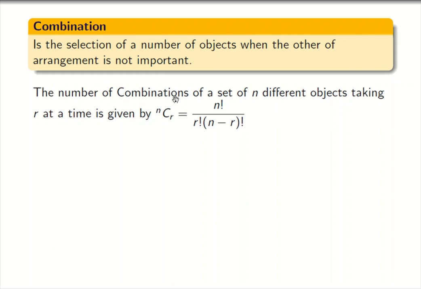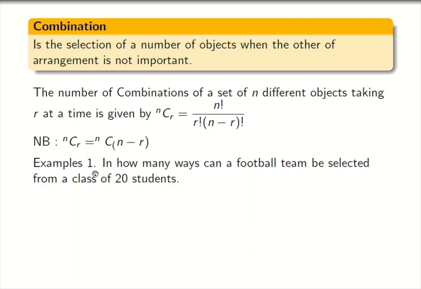So let's start. The number of combinations of a set of n different objects taken R at a time is given by n combination R. And this formula is expressed as n factorial over R factorial into n minus R all factorial. Okay. But note this, that n combination R is the same as n combination n minus R. Okay, they are the same. I'll prove this in our next videos, not in this video. So examples are, one, in how many ways can a football team be selected from a class of 20 students?